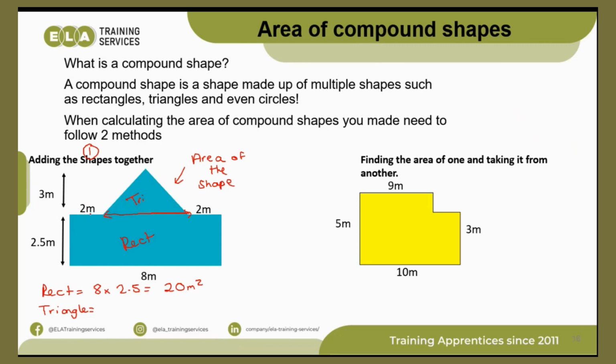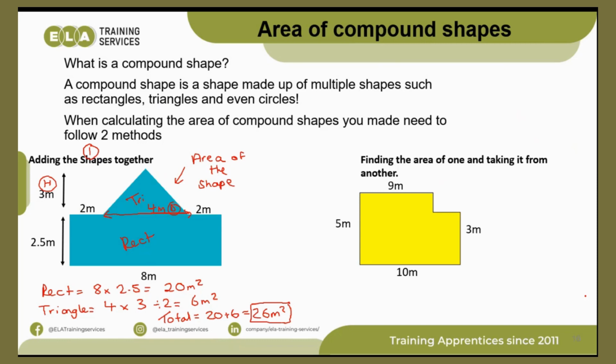And we know from here to here is 2 and here to here is 2. So we've got 4 metres. So that must mean that this one is then 4 metres. So we've now got our base. So we're going to do 4 times 3, which is our height. So that's our height. And that's our base. Then divide that answer by 2, so 12 divided by 2 is 6 metres, and then our total is going to be 20 add 6, which is 26 metres squared. And that is our first way of calculating compound shapes.